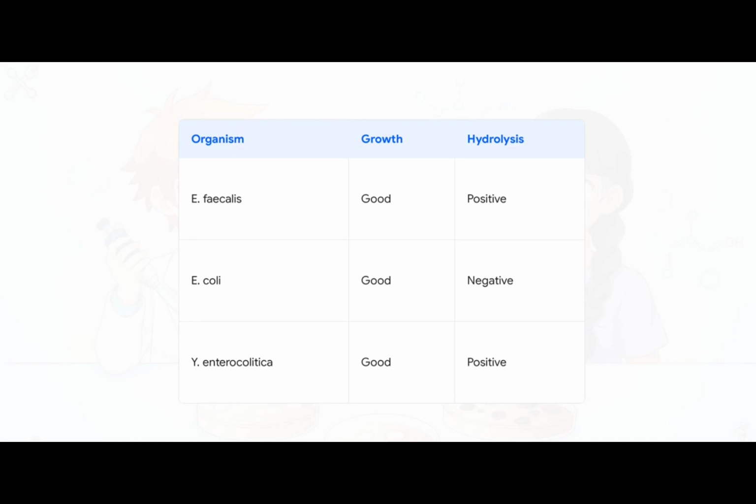Let's see how our specific suspects react under these exact conditions. Enterococcus faecalis thrives and turns the agar black, classic positive. But look at Escherichia coli, a gram-negative rod. It grows perfectly fine because it isn't inhibited by the bile, but it lacks the esculinase enzyme under normal conditions, so it remains negative. Meanwhile, another gram-negative, Yersinia enterocollitica, both grows well and turns the agar black. This just goes to show exactly why understanding the precise scope of your test is absolutely vital.